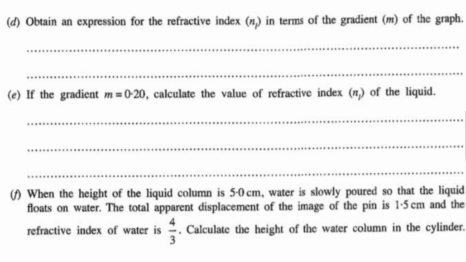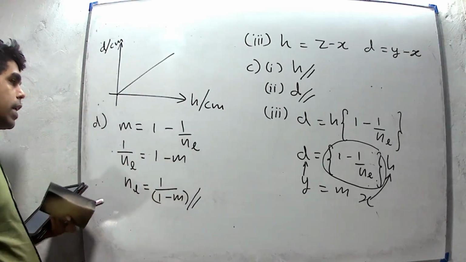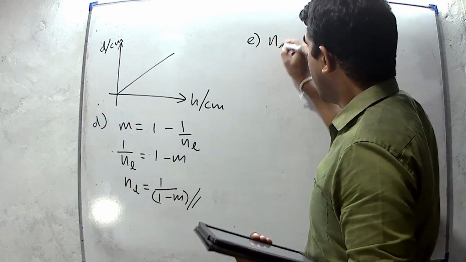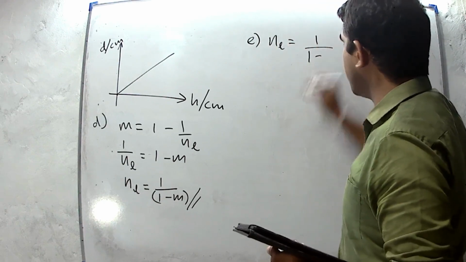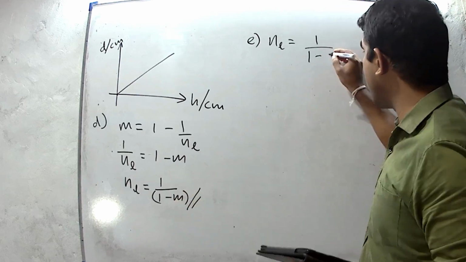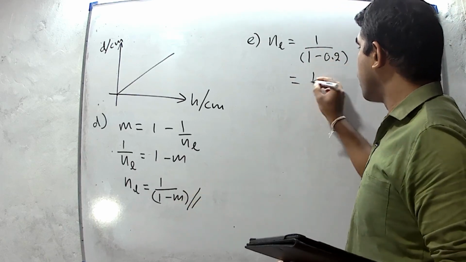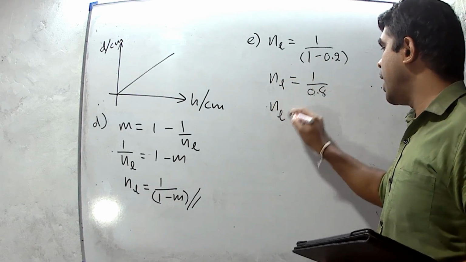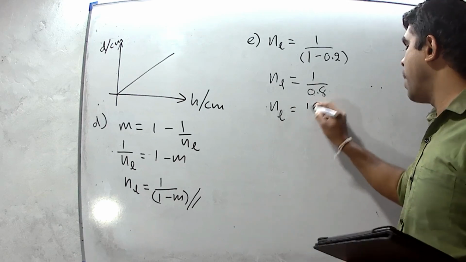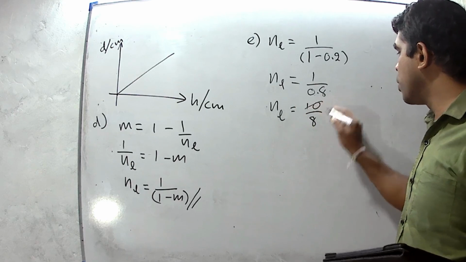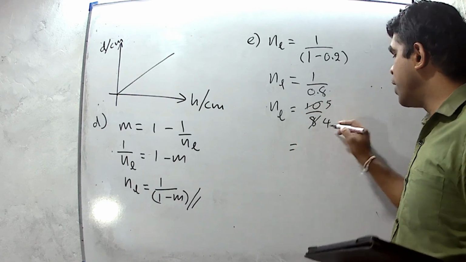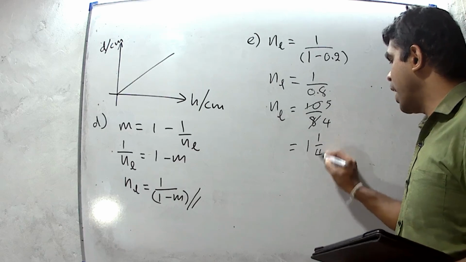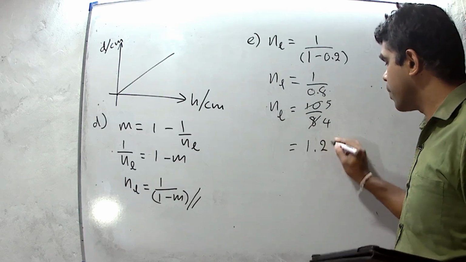Part E. If the gradient is 0.2, calculate the value of refractive index of liquid. We have to substitute gradient value into this equation. NL equals 1 over 1 minus, gradient is given as 0.2. 1 over 1 minus 0.2, 0.8. NL equals 10 divided by 8. We can divide by 2, 5 over 4. 5 divided by 4, 1 remaining. 1 and 1 over 4 or 1.25.